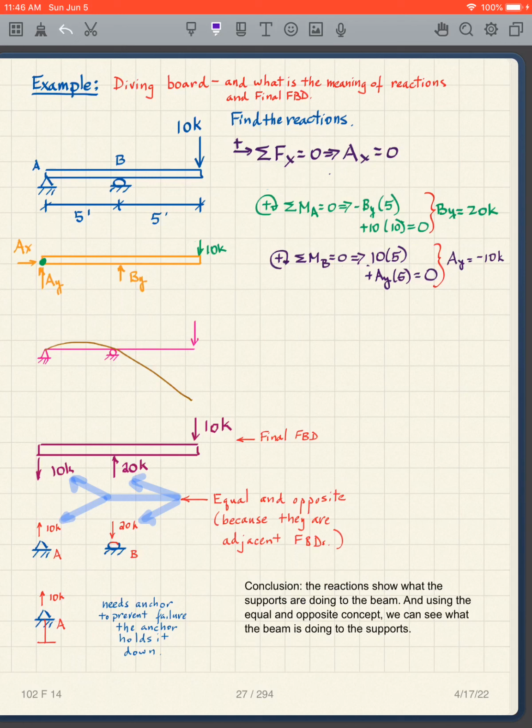So again, the reactions show what the supports are doing to the beam. But the beam is doing something to the supports too. So using the equal and opposite concept, we can see what the beam is doing to the supports. So when you're designing, you have to design not only the beam, you also have to design the supports. In this class, we're sort of focusing on the beam.